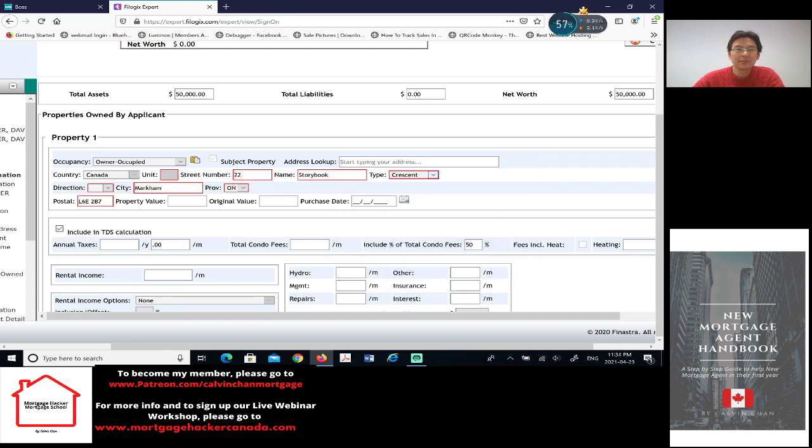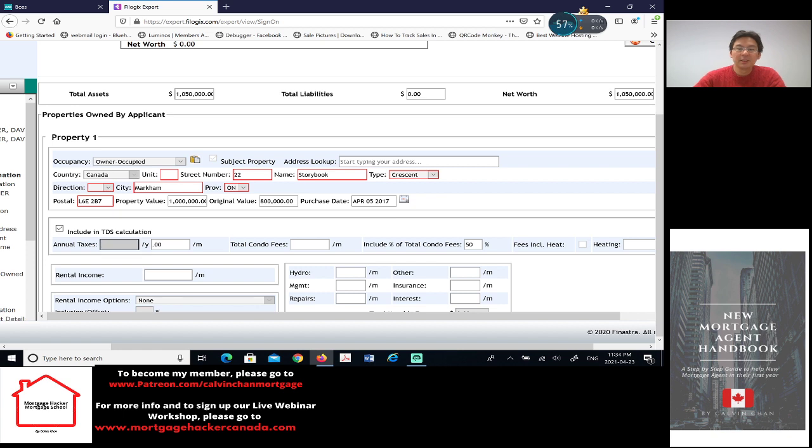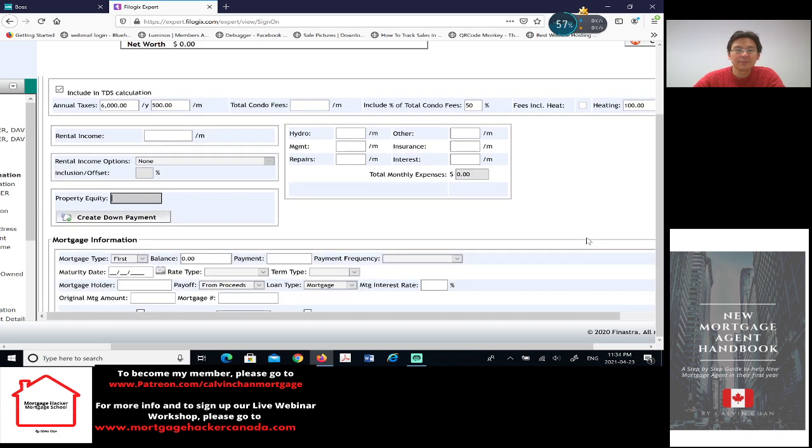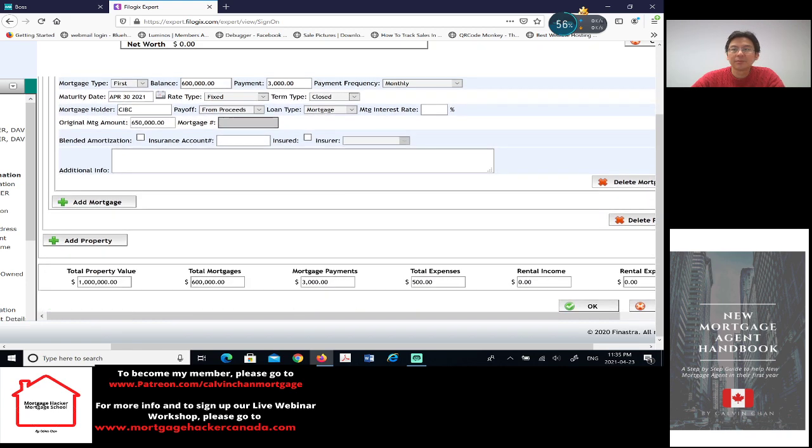$22 storybook. It is worth $1 million. He bought it for $800,000 a couple of years ago. He pays $6,000 property tax. It's not a condo. He has a balance of $600,000 right now. He is paying, let's say, $23,000 now. It is maturing next week. It's a fixed rate term. Let's say it is from CIBC. Originally, the mortgage amount is 650. Okay.